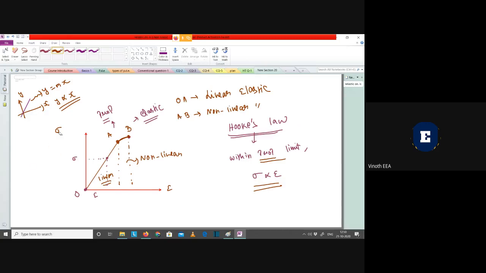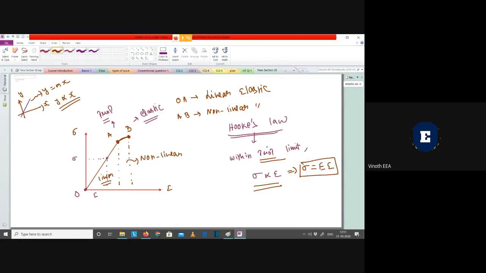Here the y-axis is stress and the x-axis is strain. That is the fact here. So Hooke's law is nothing but a straight line equation. I'm just giving you a straight line equation. For removing this proportionality constant, I'm adding a constant which is E. So sigma equals E into epsilon. This is what Hooke's law states.